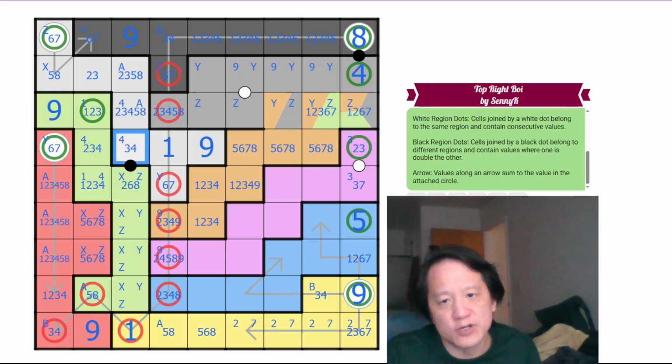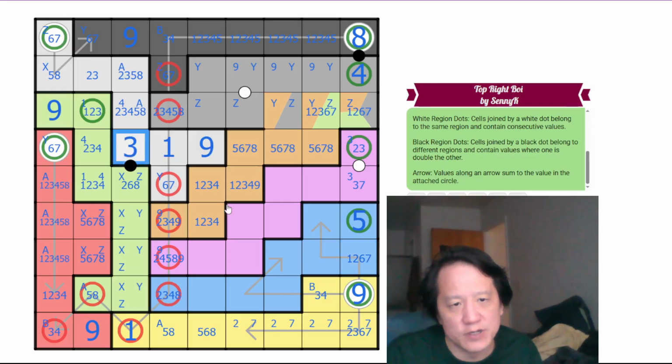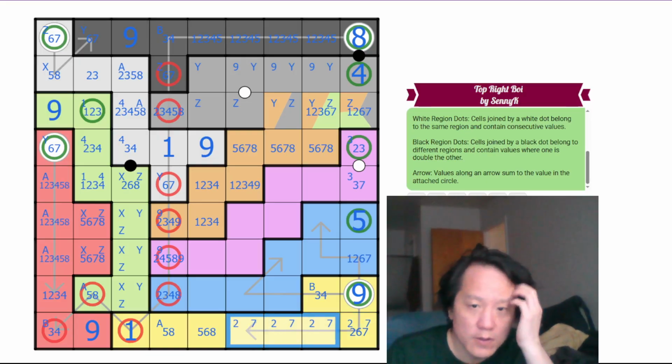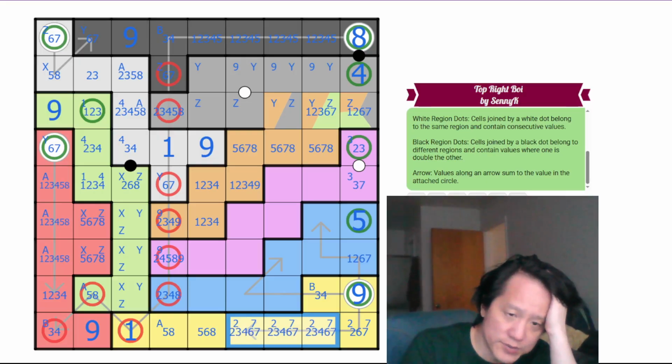If this is 3, what happens? If this is 3, that makes that 2. That's 2 doubled. So that's 3 there. Okay, so this can't be 3 either. I forgot about that. This can't be 1. So this is 2, 7 with either 3, 6, or 4, 5.